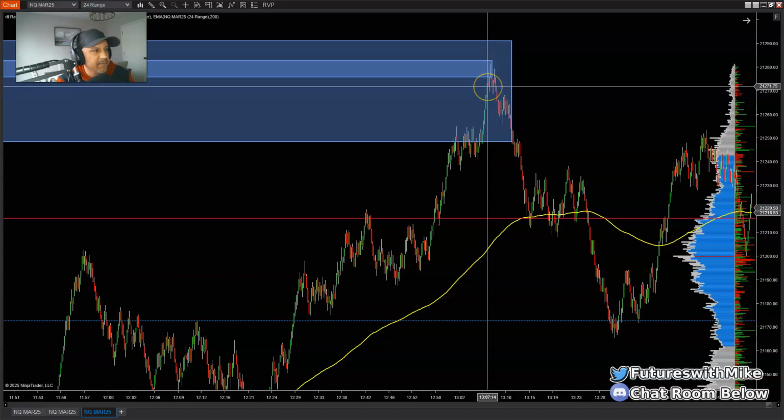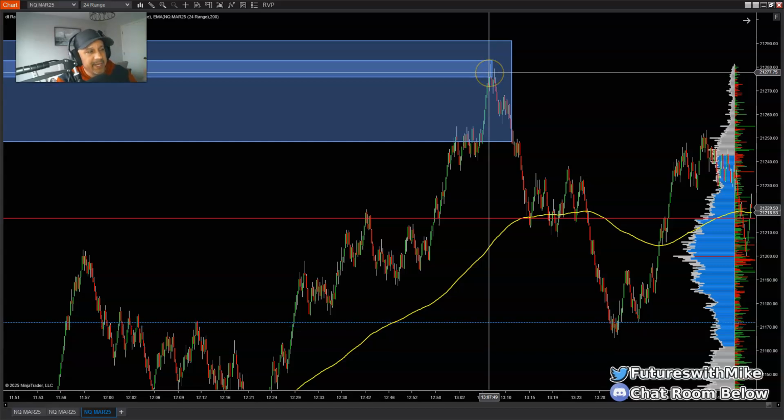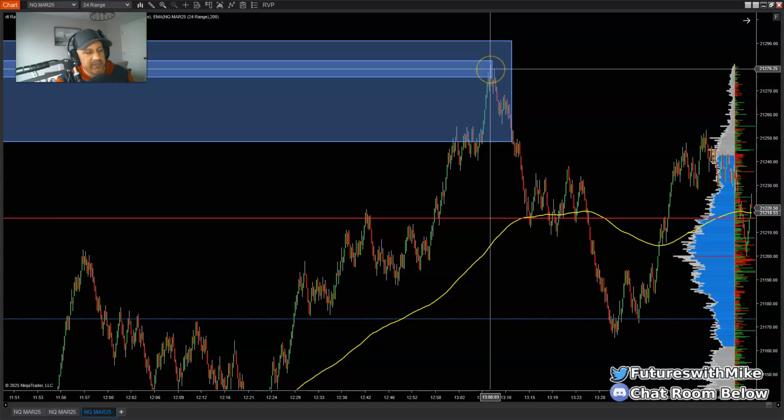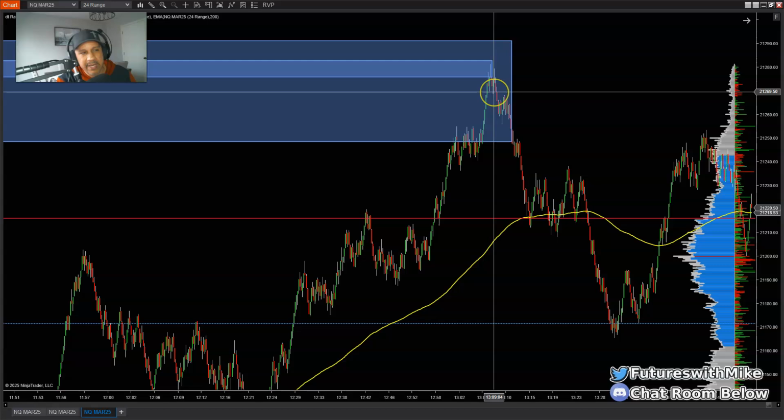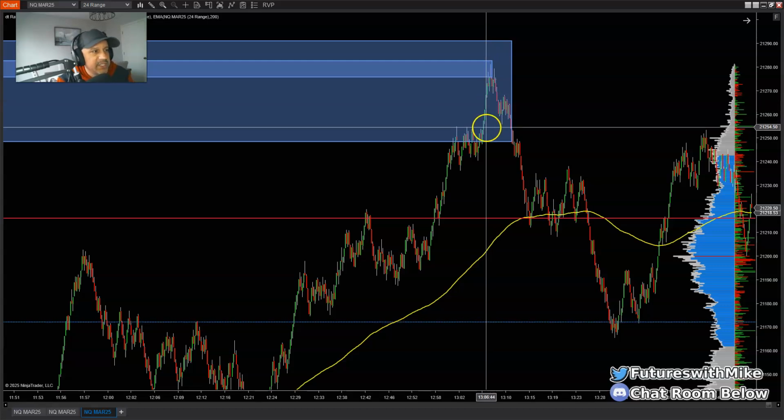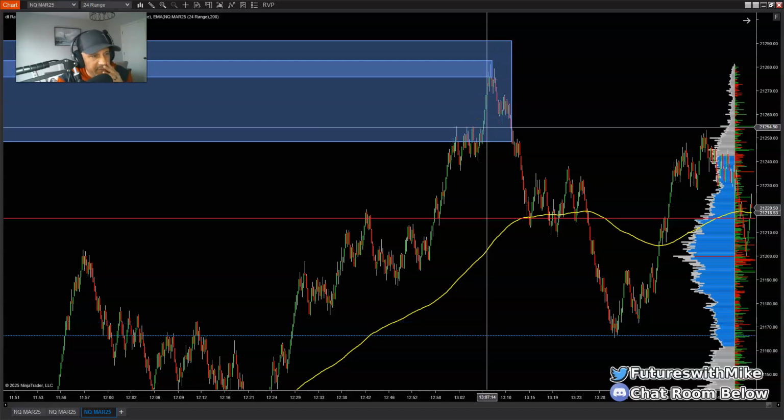Let's say you got in aggressively right here on the rejection. If you're aggressive at 21,271, it does come back again. They're going to check those areas right there, so give yourself some room. Maybe you waited for the break and close of the candle. Maybe you got in around 269. You still were able to pick up down here to 254.